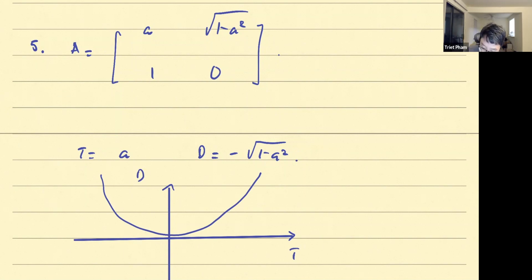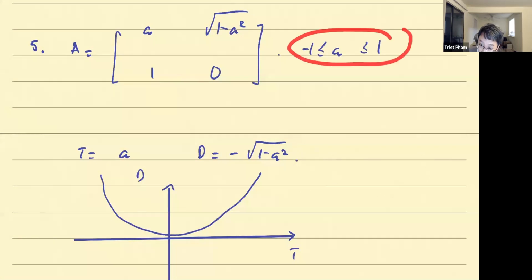Oh, and by the way, I guess this goes to what Daniel was asking. Here we want a to be between -1 and 1, so that this is real valued. So we have that restriction. How does this curve look in the TD plane? What is it?